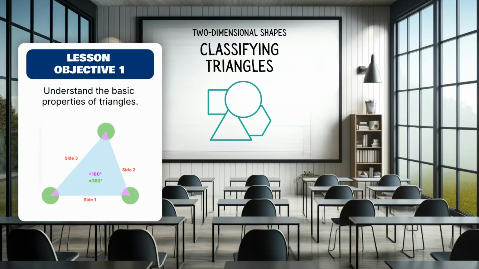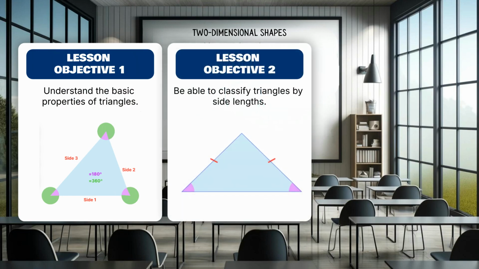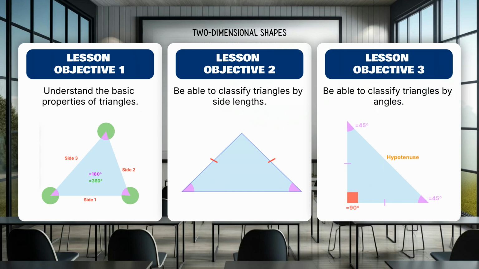First, we'll start with a quick review of the basic properties of triangles. Next, we'll explain how to classify isosceles triangles, equilateral triangles, and scalene triangles by their side lengths. Finally, we'll introduce right-angled triangles. We'll discuss how this classification intersects with the other triangles we will see. By the end of this lesson, you'll be equipped with the terminology and understanding to categorize any triangle you encounter, both in your academic studies and real-world applications. Let's get started.